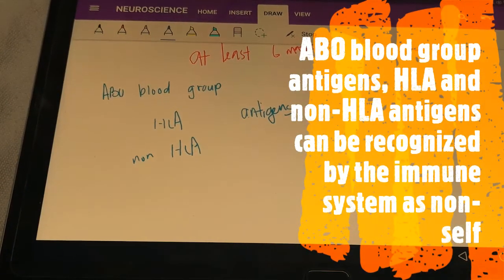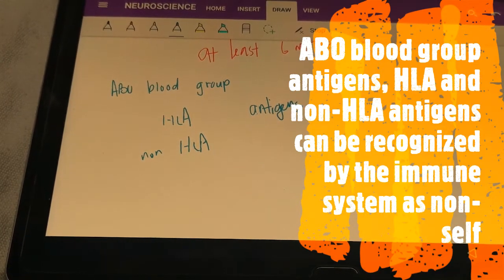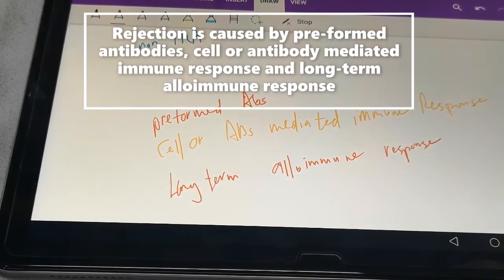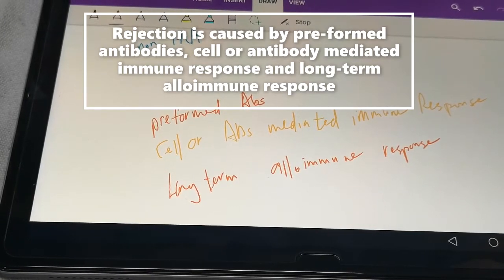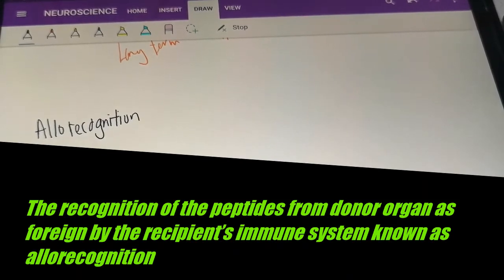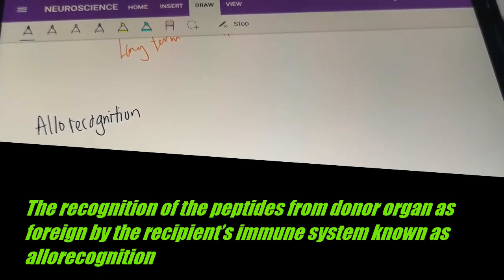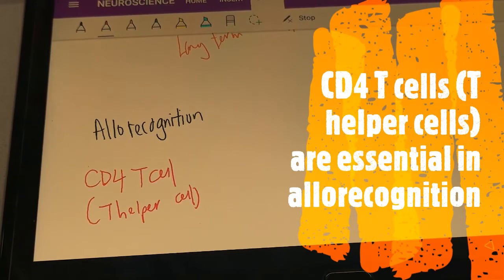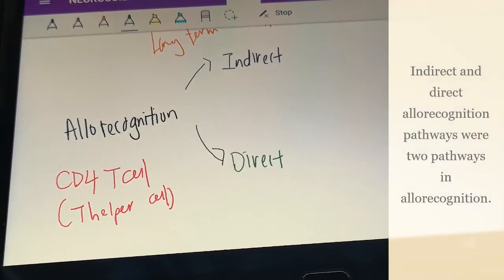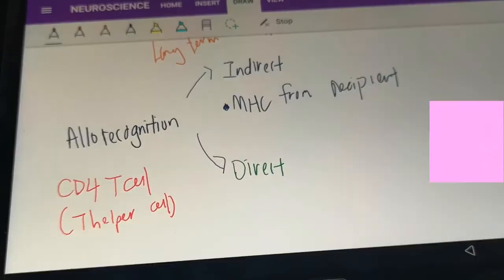ABO blood group antigens, HLA and non-HLA antigens can be recognized by the immune system as non-self. Rejection is caused by preformed antibodies, cell-mediated or antibody-mediated immune response, and long-term alloimmune response. The recognition of the peptides from the donor organ as foreign by the recipient's immune system is known as allorecognition. CD4 T cells, which are helper cells, are essential in allorecognition. Indirect and direct allorecognition are the two pathways in allorecognition.